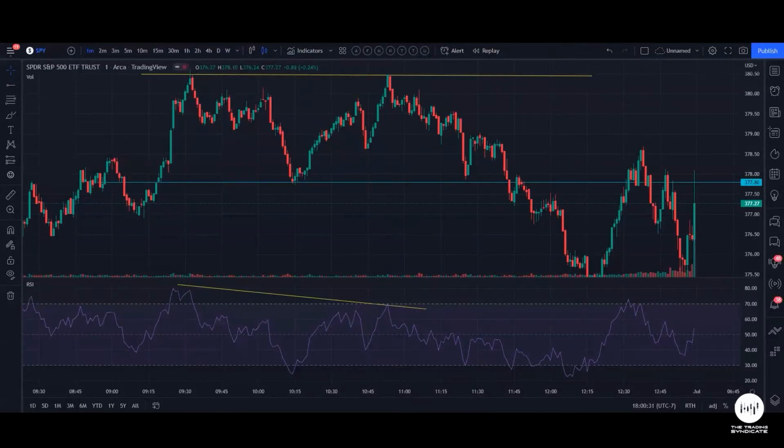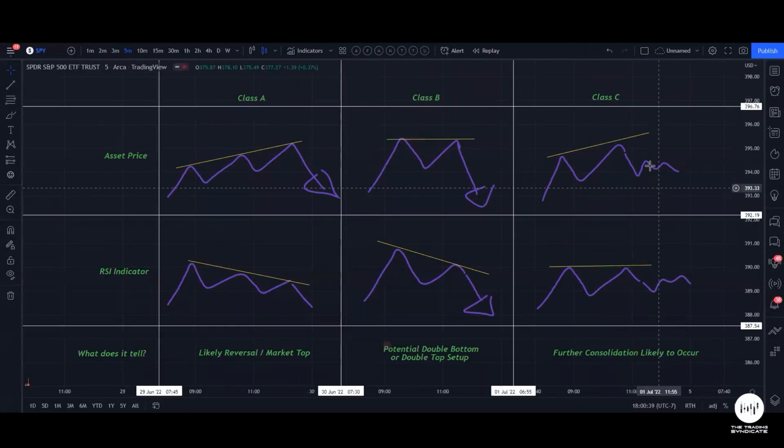divergence. For Class C divergence, this is just likely to show that there's going to be further consolidation, and it's better just to wait it out and not really enter a trade until something else, like price action, tells you otherwise. But yeah, those are the three different types of classes for divergence. If you guys want to go ahead and take a quick screenshot, go ahead and do that. This is extremely useful in any type of trading, and it occurs in both ways.